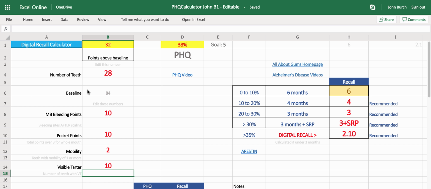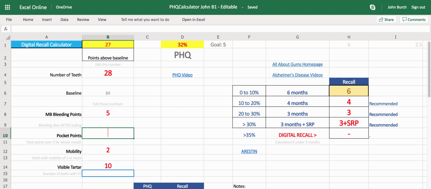Now this is a spreadsheet that we've made, and what we do is we take the patient's number of teeth and we type it in here. So let's say the person has 28 teeth, and then we chart the number of points in their mouth that bled when we scale their teeth, not just bleeding on probing, but scaling. So let's say this were 5 teeth. And then we go here and we say, how many pocket points did they have?